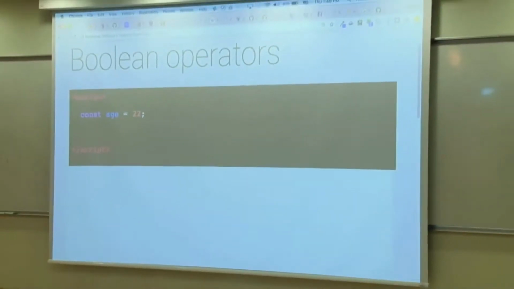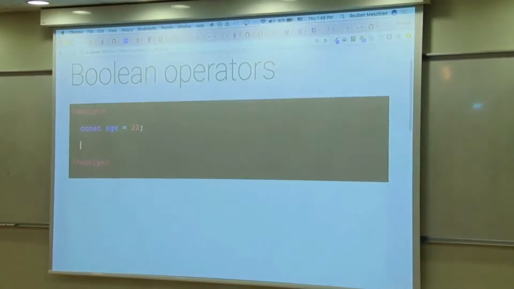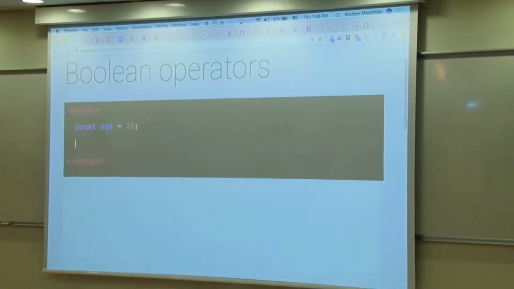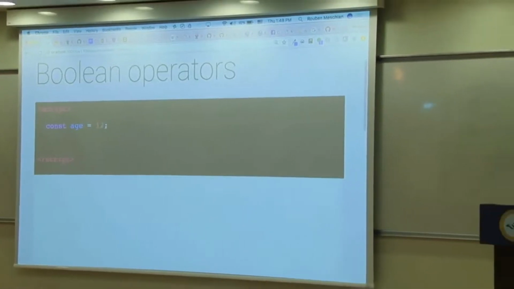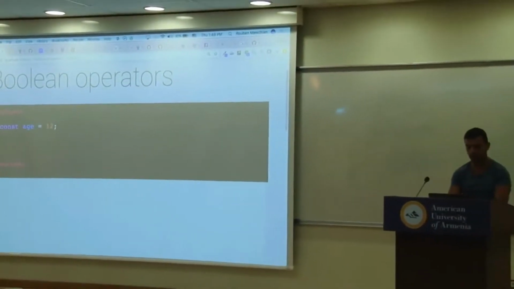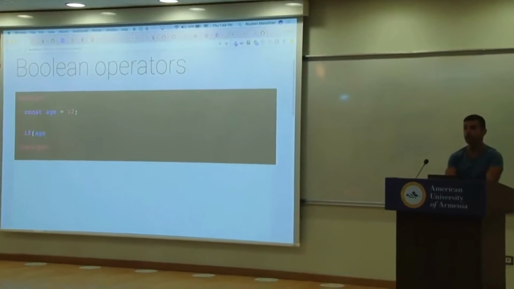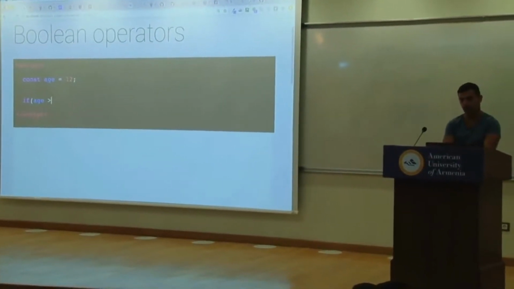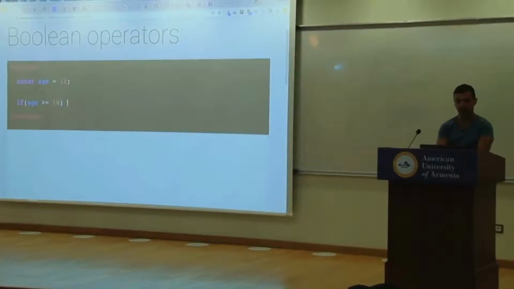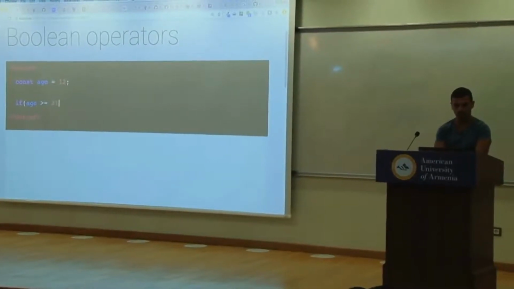Okay, so imagine we have some const age that is, let's say, 22. So somewhere, somehow, we find out that the user of our program is 22 years old. Actually, you know what? Let's say they're 12. Okay, good. Now you want to say if their age is greater than 18, or greater than or equal to, potentially at 18, or 21. How about that? 21.